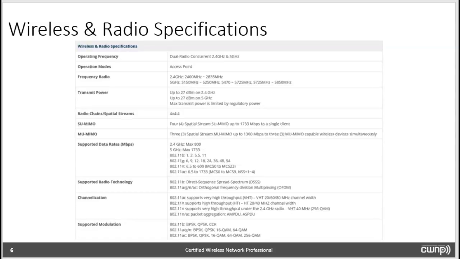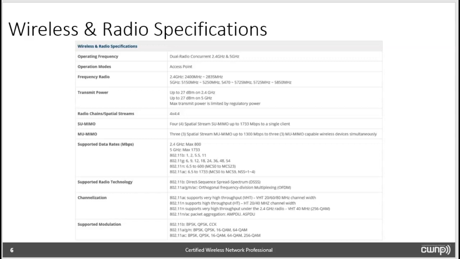Now, a little bit more on the radio. So now it tells you what I've got, an operating frequency. So it's telling me I've got dual radios. That means I can run both the 2.4 and the 5 gigahertz range. This is operating only as an access point, so it isn't acting as a controller or anything like that.